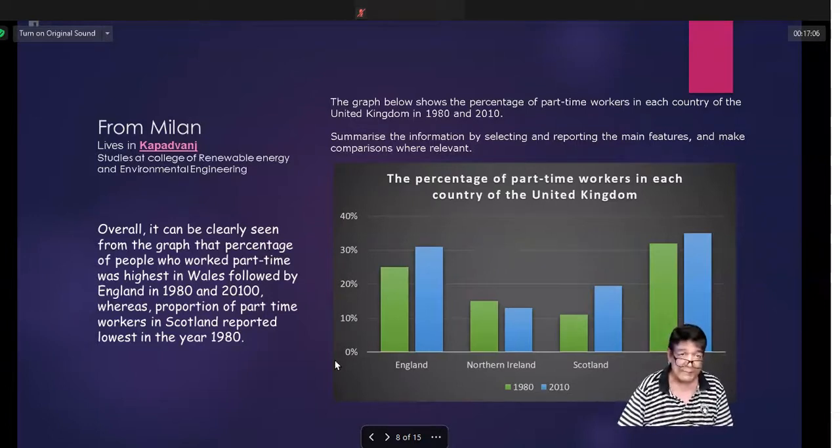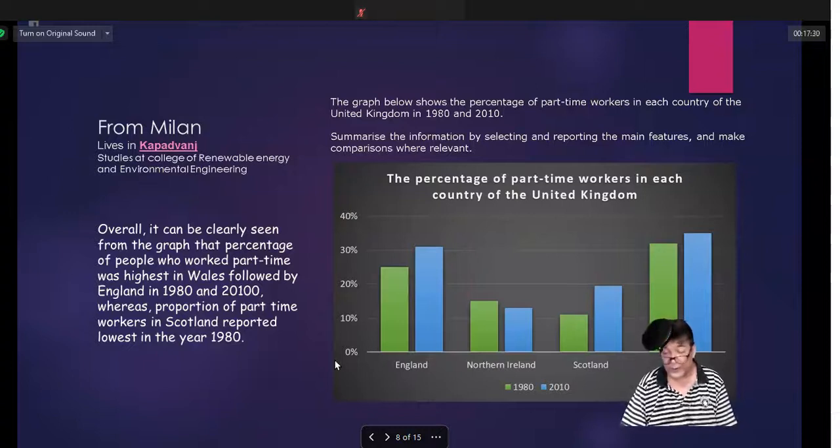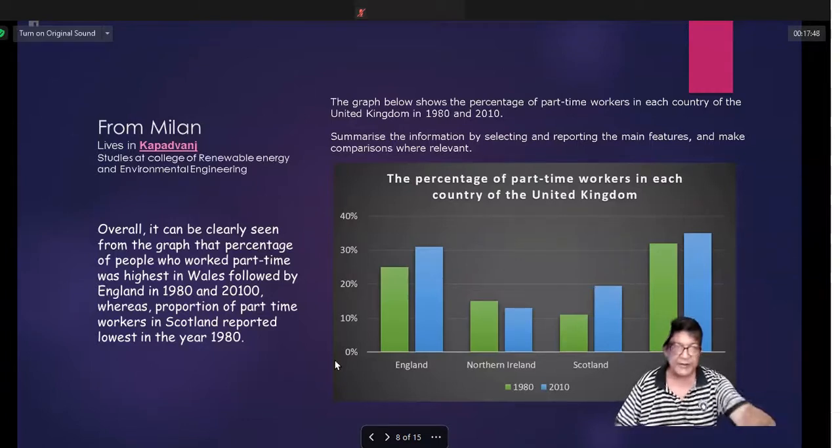So even if you don't know that, you can say something like, overall, it can be seen that part-time workers were more common in England and Wales, and less common in Northern Ireland and Scotland. Or to reverse it, say that there are fewer part-time workers, or a lower percentage of part-time workers in Scotland and Northern Ireland compared to England and Wales. What have you done there? If you do it this way, you've covered everything in one sentence. Then you're ideally going to shape your body paragraphs around the overview, which we'll discuss at a later time.